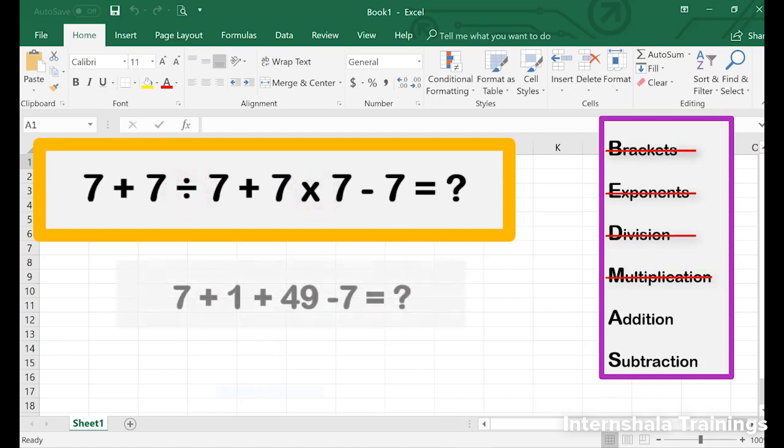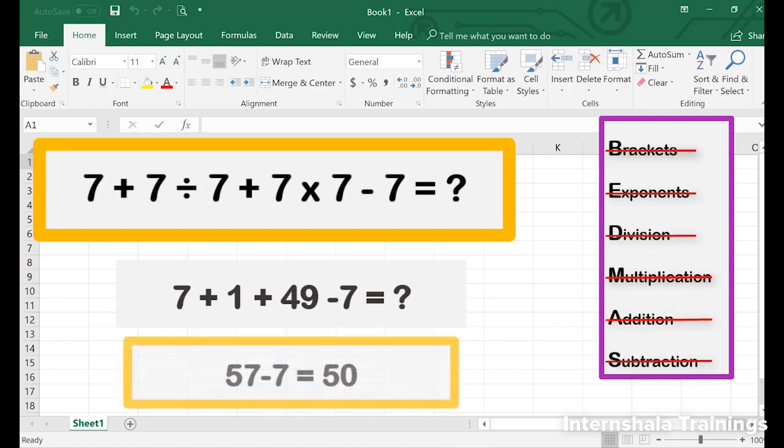So this is what we have so far. And then to finish off, we do addition and subtraction, again whichever comes first. And the answer is 50. How many of you got that right? Now this is the same answer Excel would give us if we entered this formula into our worksheets.